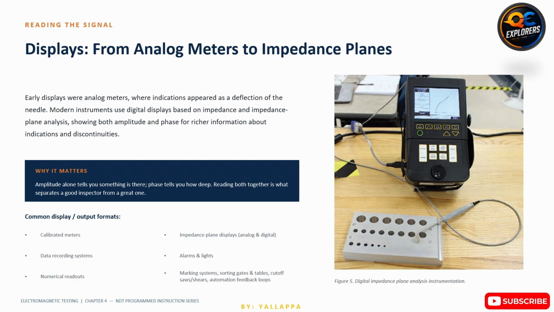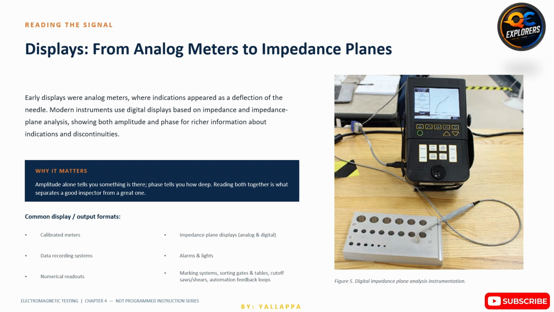Phase provides additional information about the nature and depth of the indication. As discussed earlier, deeper discontinuities often produce greater phase shifts. By analyzing both amplitude and phase together, inspectors can distinguish cracks from liftoff, geometry changes, or material variations. The slide emphasizes an important principle. Amplitude tells you that something has changed, while phase helps explain what that change represents. Experienced inspectors always evaluate both parameters together rather than relying on amplitude alone.